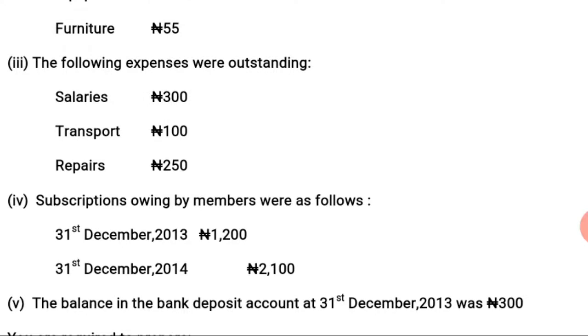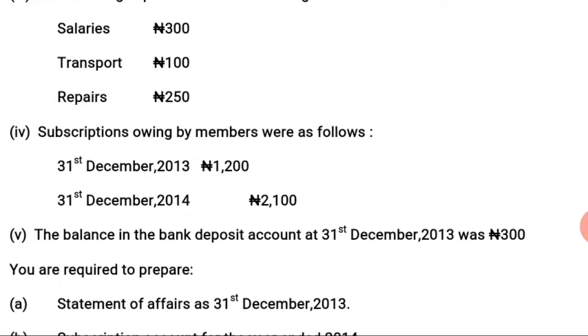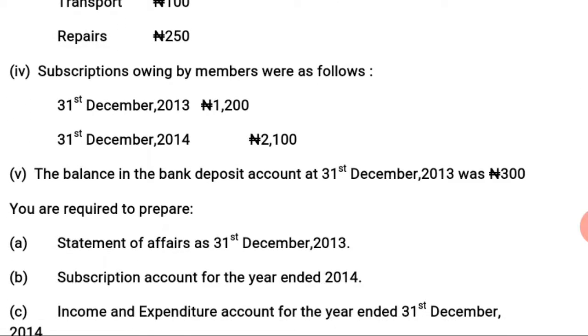Then we have the following expenses that are outstanding: 300 naira for salaries, that is salaries owing as at the end of the year, yet to be paid, transport yet to be paid 100 naira, and repairs yet to be paid 250 naira. Then we have subscription owing by members as follows. The subscription that was not collected for 2013 was 1,200 naira, owing by the members as at the end of 2013.